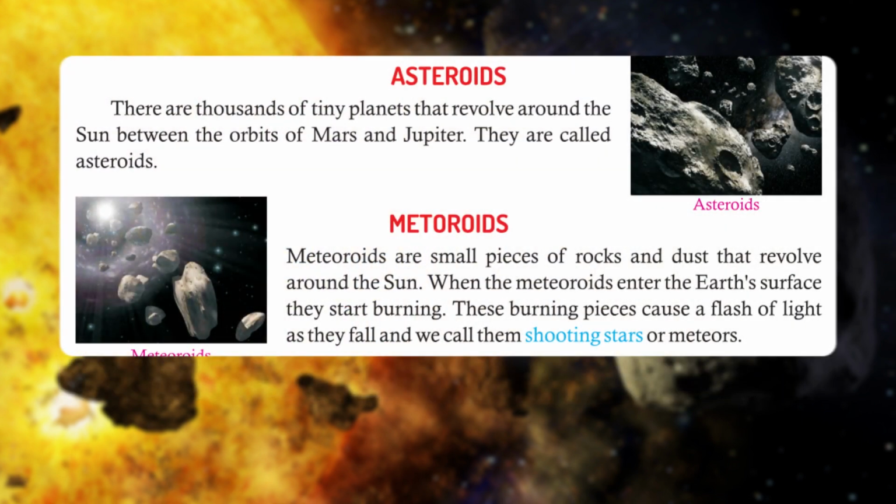Asteroids. There are thousands of tiny planets that revolve around the Sun between the orbits of Mars and Jupiter. They are called asteroids.